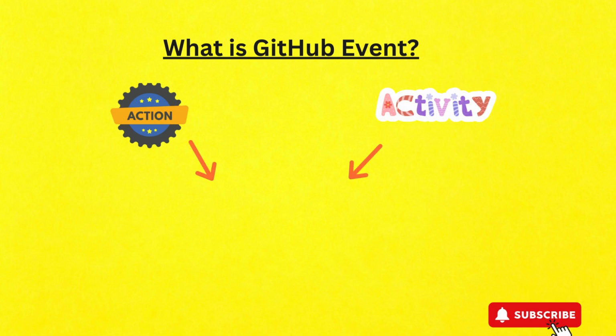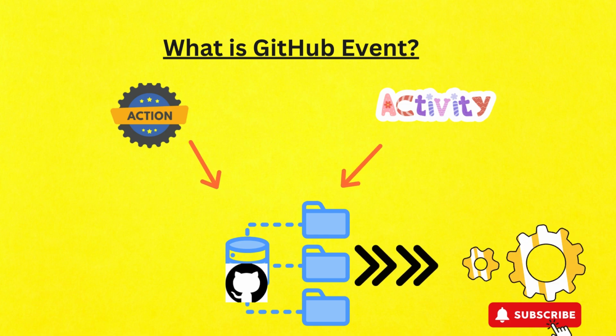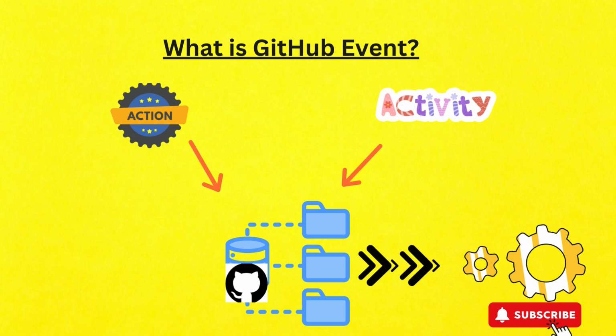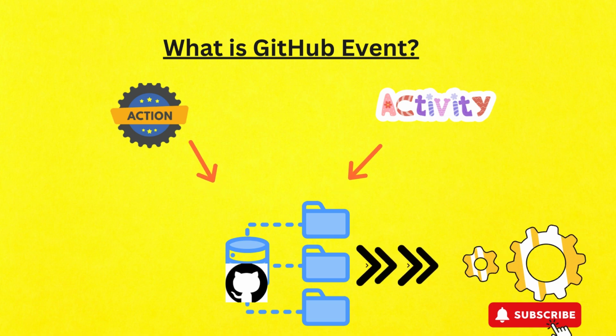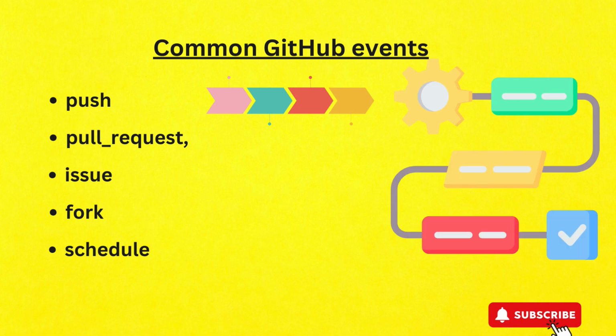What is GitHub event? GitHub events are actions or activities that occur within a repository which can trigger workflow in GitHub Actions. You can define these events in your workflow file to trigger specific actions. For example, you can run tests whenever new code is pushed to the repository. The common GitHub events are push, pull, issues, fork, schedules, etc.